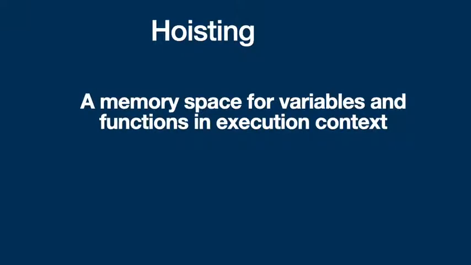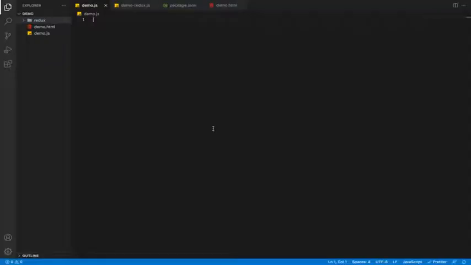Hoisting is a process in the creation phase in JavaScript where memory is allocated to the variables and functions declared in the execution context. I'll give you a short demo of what it is exactly and how it works. First, we need to define what is not defined and undefined.